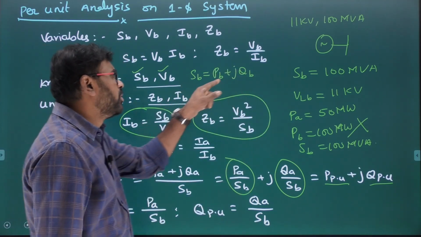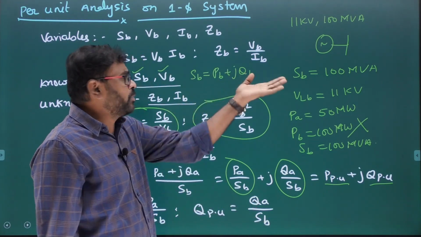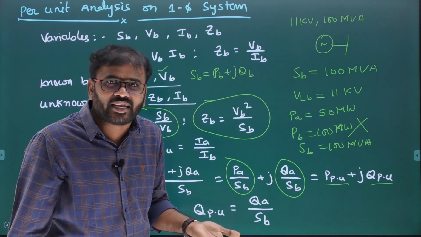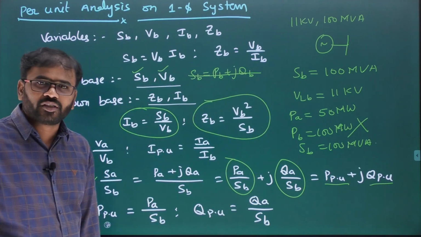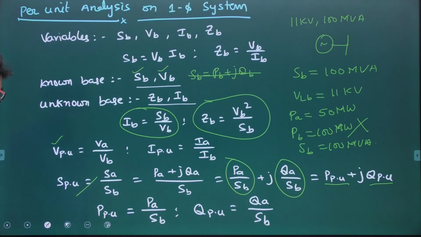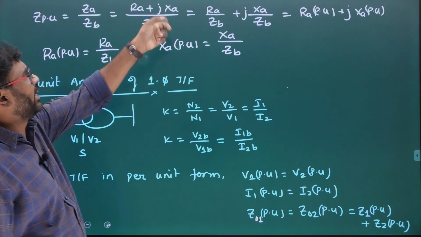Suppose you are defining P base and Q base. Think about it. Then you can define S base as P base plus j Q base. But S base having what now? Magnitude and phase angle. Is that correct? No. That is why there is no concept of P base and Q base. Only S base. And similarly, what is there? There is no concept of R base and X base.